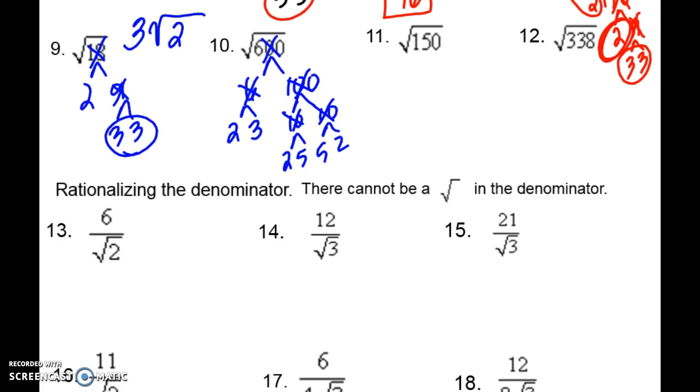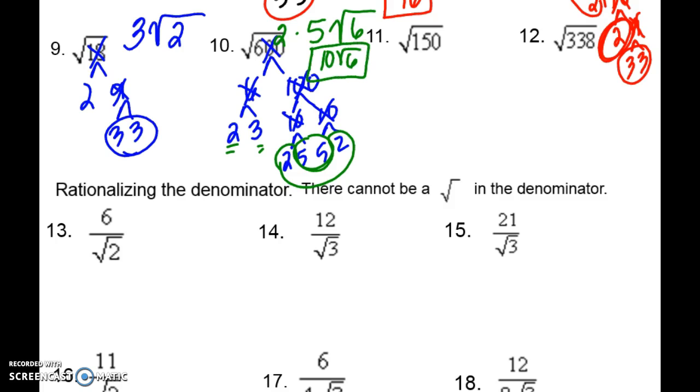What pairs do I have? I have a pair of 2s. And I have a pair of 5s, right? So I get a 5 that gets to come out, and I have a 2 that gets to come out. What has to stay inside? A 2 and a 3, which would be a 6, right? 2 times 3 is 6. And then 5 times 2 is 10. So it's 10 square roots of 6. That would be my answer.